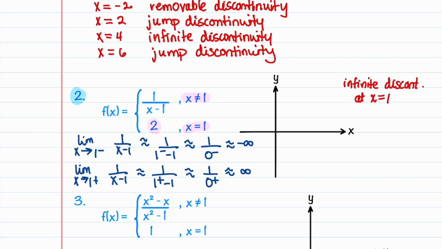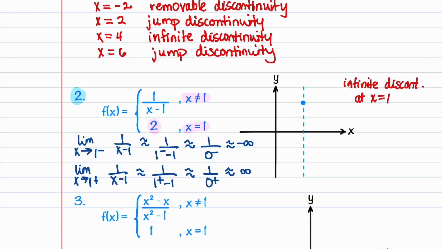Let's go ahead and graph this just so that we can better understand it and see what it looks like. We have an infinite discontinuity at x is equal to 1, so we'll put a vertical asymptote there. And then at 1, our function is equal to 2, so we'll put a closed circle here.